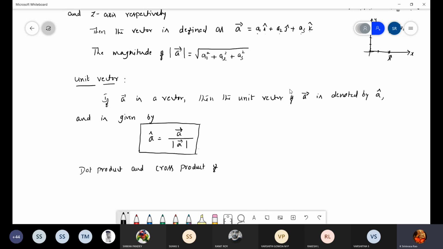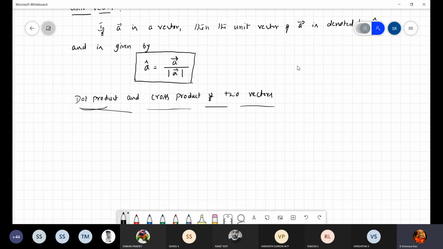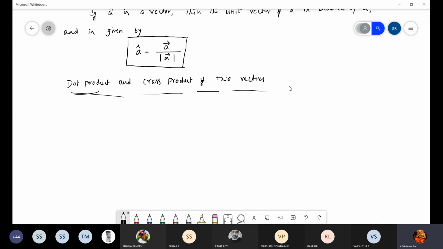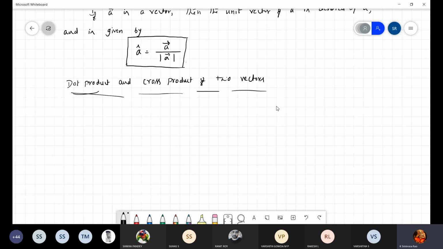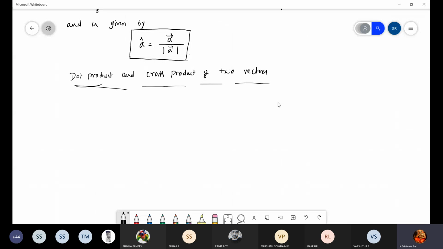Cross product of two vectors. So still, if there is a confusion with basic concepts, or if you're not able to remember, please concentrate, because what I am teaching is completely basic, and with this basic only we will continue. Okay, so consider two vectors.